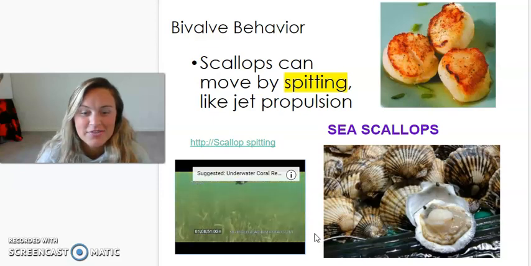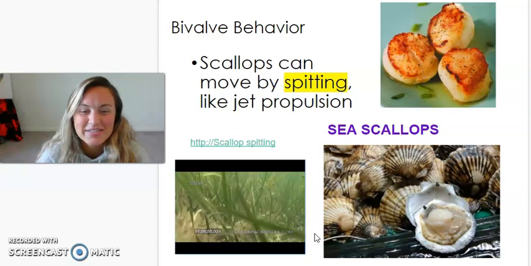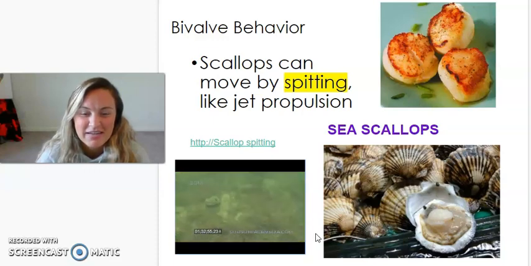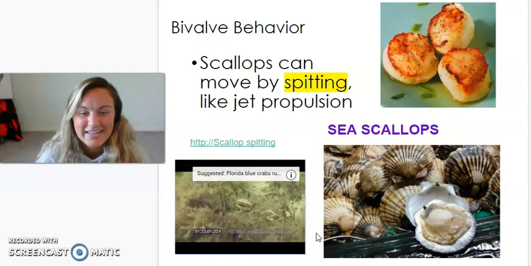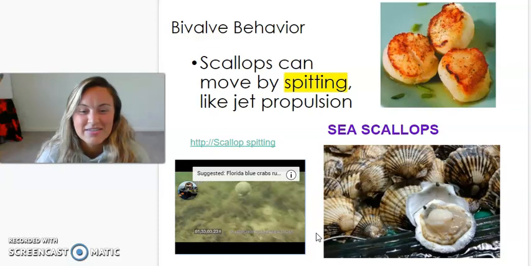Check out that little scallop swimming away. Is that not the coolest thing you've ever seen? All right, we're going to get it to swim again. And there he goes. Swim, swim, swim.